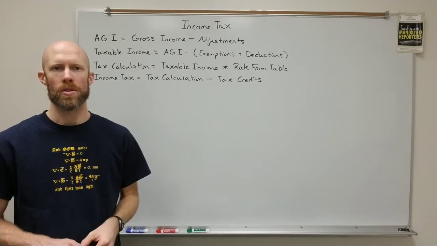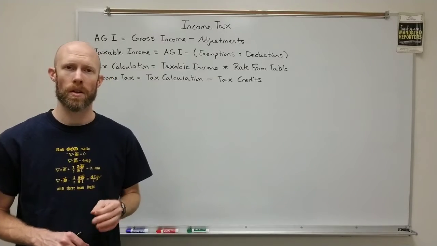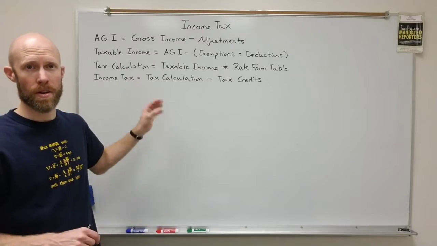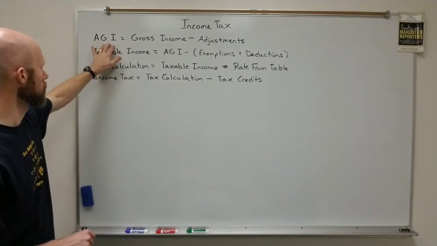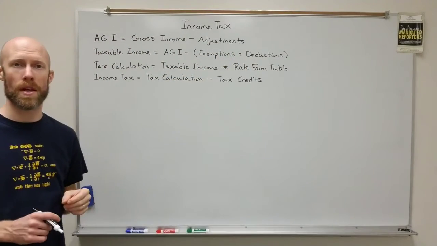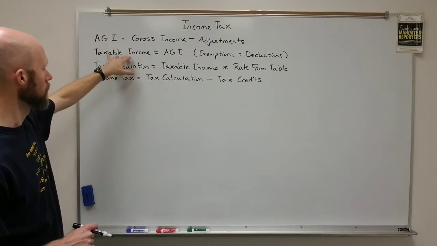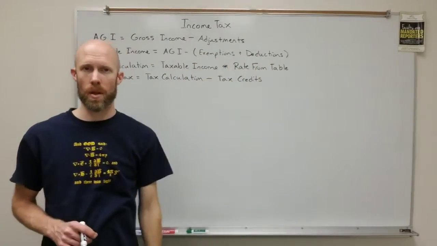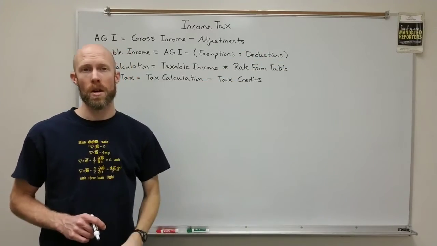Before we really get into calculating some examples of income tax, there's a couple other details that we need to iron out. First, I have a bunch of formulas up here on the board. The first one we've talked about, the adjusted gross income, is your gross income minus adjustments. We saw that in the previous video. And we saw that taxable income is this adjusted gross income minus your exemptions and deductions. And we talked about what the adjustments, the exemptions, and the deductions all are.